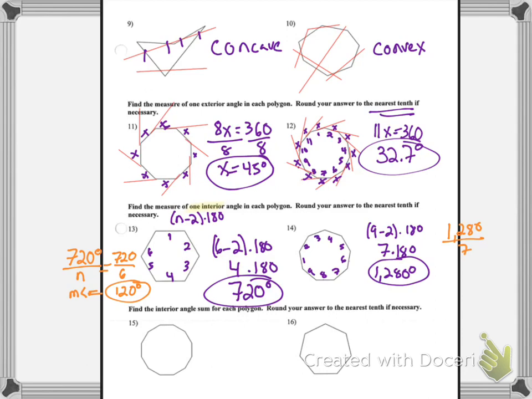So let's pause. It should be 1,260. Double check my math there. I'll do it one more time. So 7 times 180. Yeah, it's 1,260 degrees. So sorry for that. And then we take the 1,260. We're going to divide by 7. So when we divide by 7, we end up with 180 degrees.